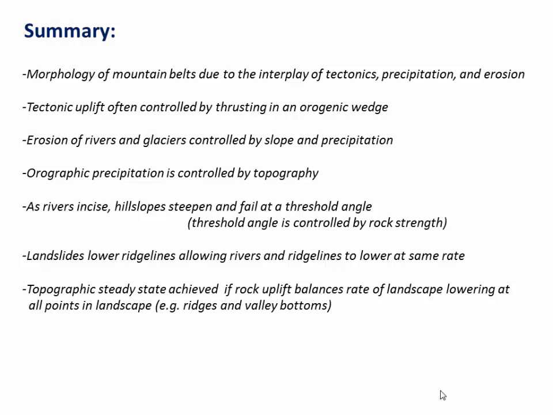And topographic steady state occurs because as rivers cut downwards, the hill slopes steepen and tend to fail at some threshold angle that depends on the rock strength. With each landslide failure, the intervening ridgelines are lowered, which eventually allows rivers and ridgelines to lower at the same rate. If the lowering of rivers and ridgelines is compensated by rock uplift, then the elevation of the landscape and the shape of the landscape may be fixed in what's called a topographic steady state.